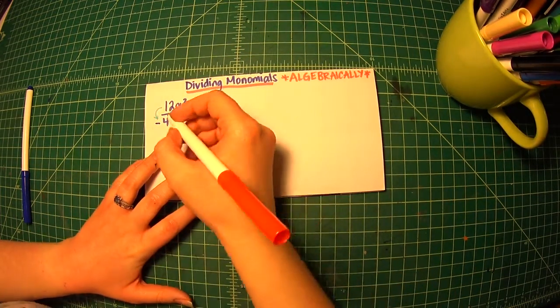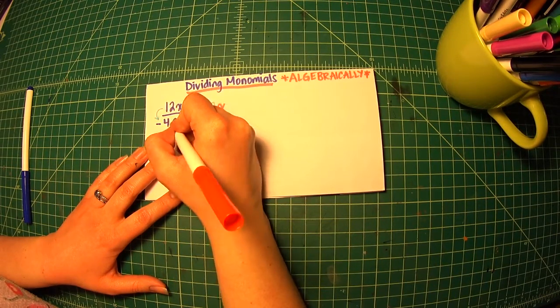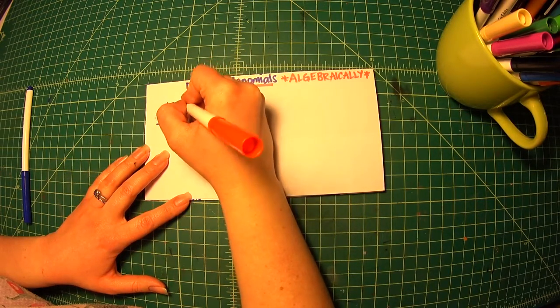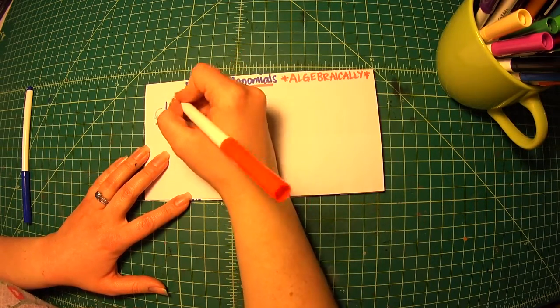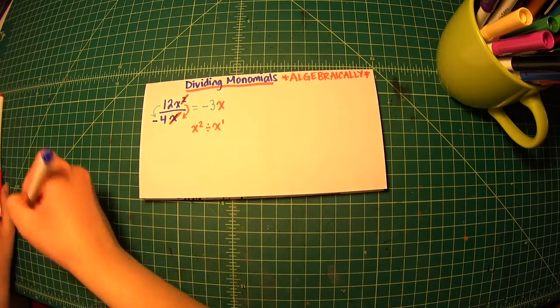Okay, another way to think of it is like canceling. So we have 1x down here, so that's going to be able to cancel with one of the x's up on top. So that'll cancel with this, and I'm left with just 1x. Let's try another one.